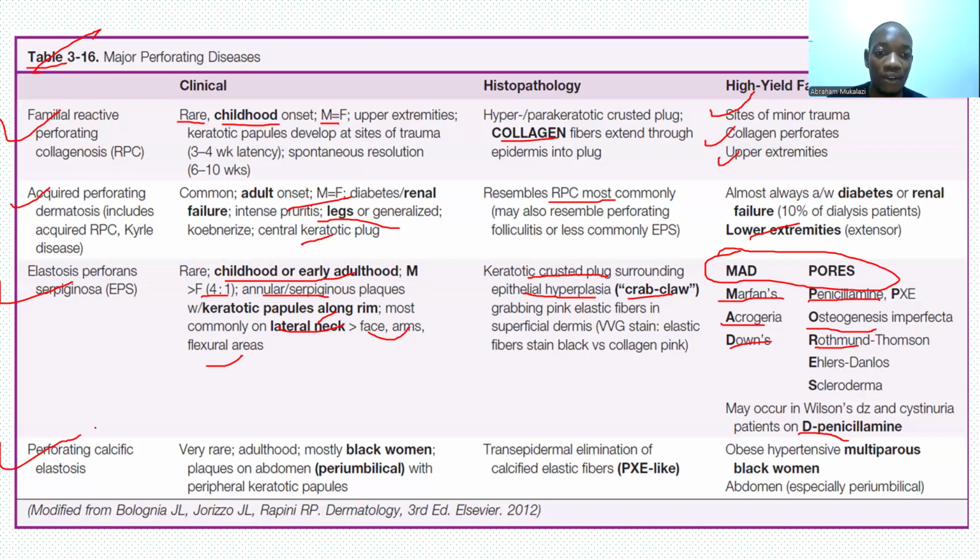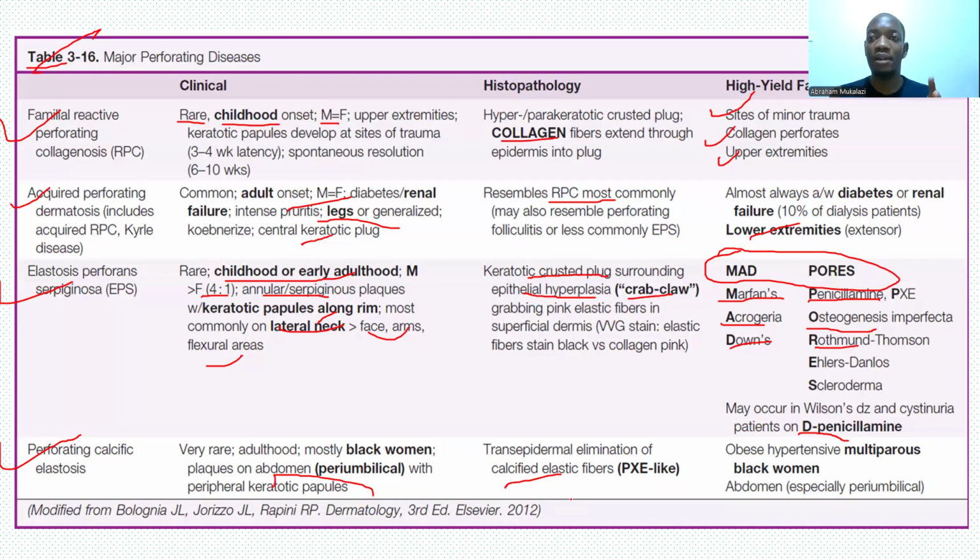This is very, very rare, commonly seen in black women. In this case, they usually have plaques on the abdomen or the periumbilical area, as I mentioned earlier, with peripheral keratotic plaques. In this case, you have transepidermal elimination of calcified elastic fibers. The association is with obese or hypertensive women who have had multiple children, multiparous women who are even black. So commonly the lesions are at the umbilicus or even the periumbilical area.